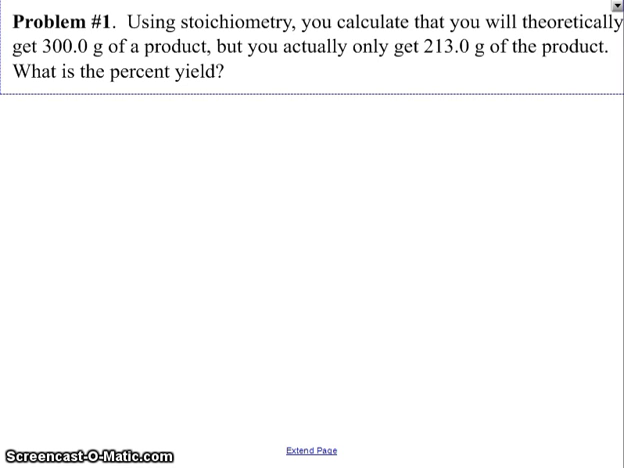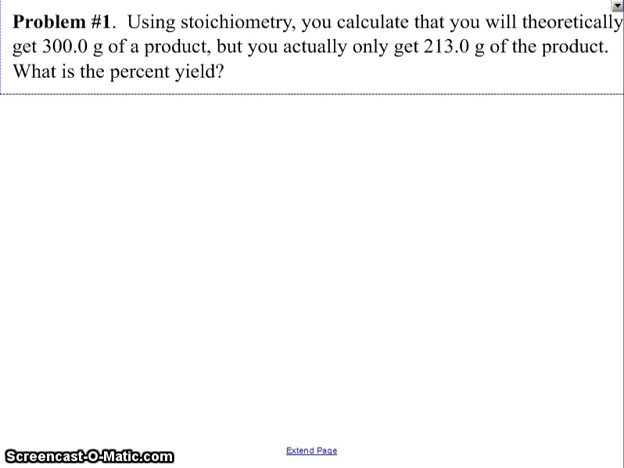So let's take a look at a few of these straightforward basic problems. First problem here says using stoichiometry, you calculate that you will theoretically get 300.0 grams of a product, but you actually only get 213.0 grams of the product. What is the percent yield?